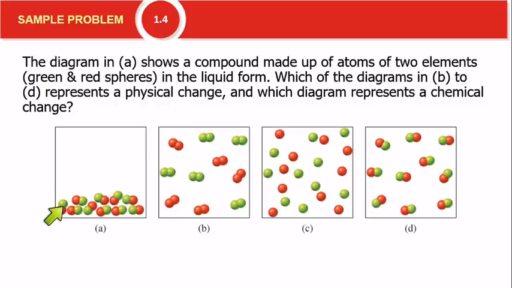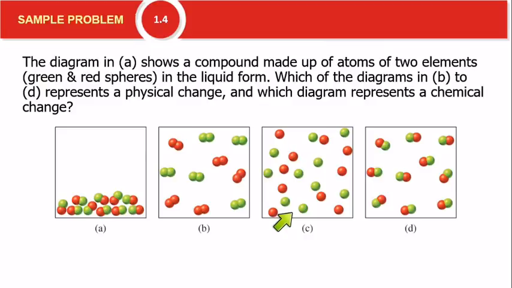So in a physical change, are these individual pieces going to change? No. The individual components are the same. A physical change doesn't change the identity of the substance. Well, is this one changed? Yeah, now we've got two greens and two reds. So that can't be a physical change.